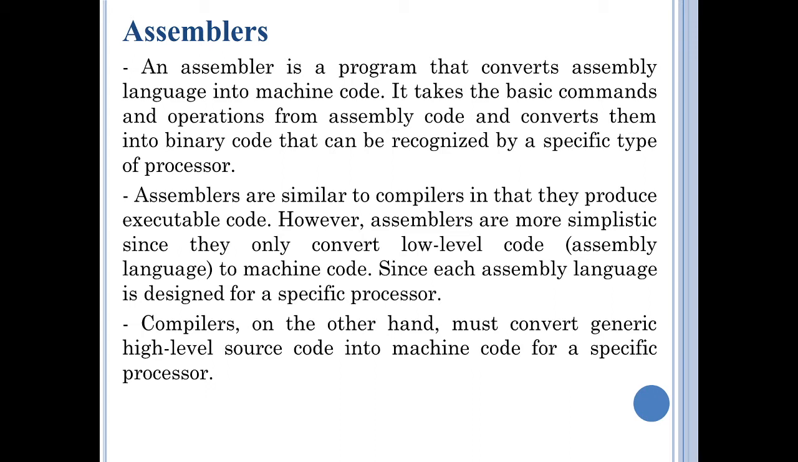Assemblers are similar to compilers in that they produce executable code. However, assemblers are more simplistic since they only convert low level code, that is assembly language, to machine code, since each assembly language is designed for a specific processor. Compilers, on the other hand, must convert generic high level source code into machine code for a specific processor.